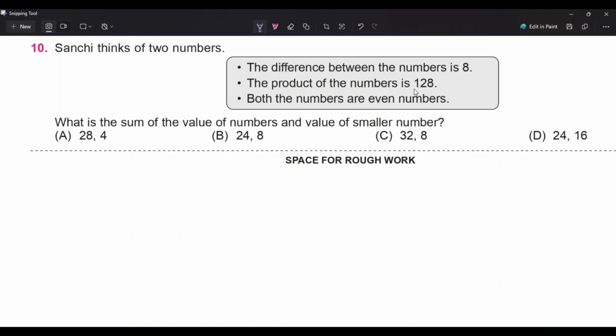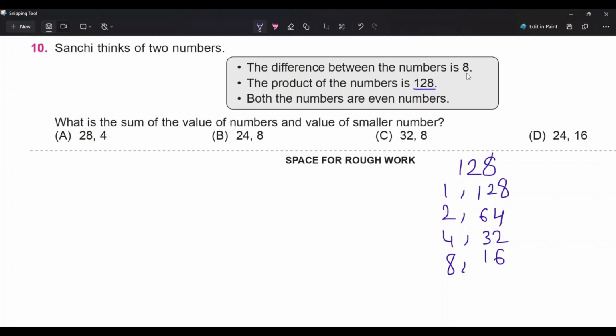So the product of the numbers is given. So 128. Let's write the factors. 1 into 128 is 128. 2 into 64 is 128. 4 into 32 is 128. 8 into 16 is 128.